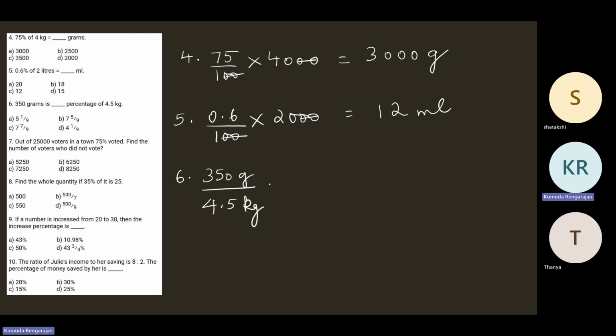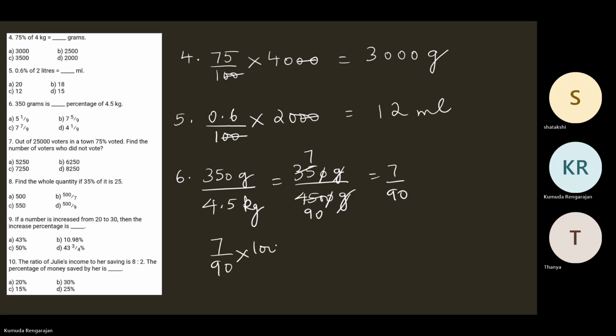To convert this fraction to a percentage, multiply by 100. You can also find the fraction first and then multiply by 100. So it is 350 grams by 4,500 grams. 5 sevens are 35, 5 nines are 45, 90. So 7 by 90. The grams also get cancelled. So the fraction is 7 by 90, and the corresponding percentage is 7 by 90 into 100. So it is 70 by 9. 9 sevens are 63. 7 by 9%.